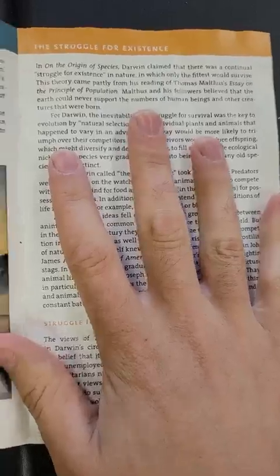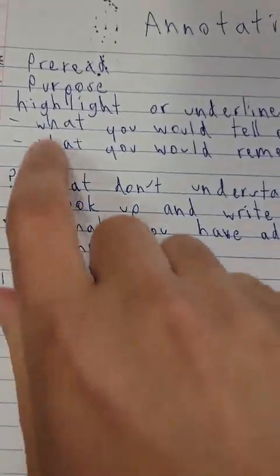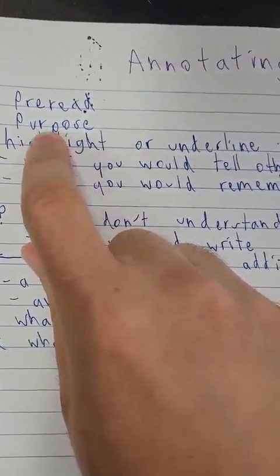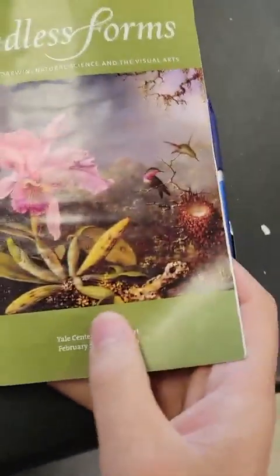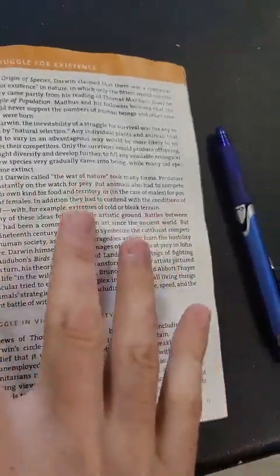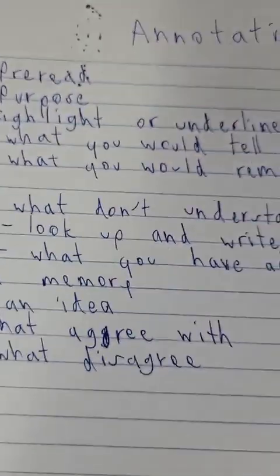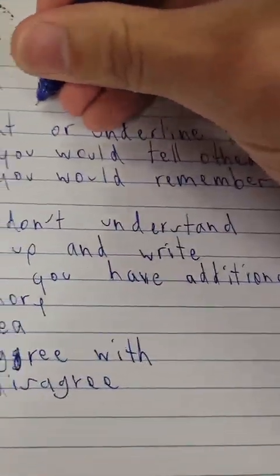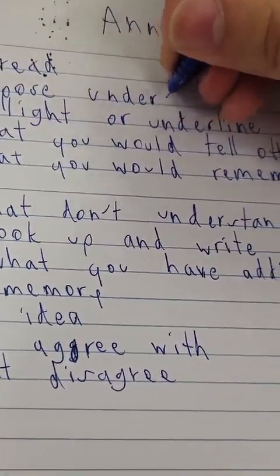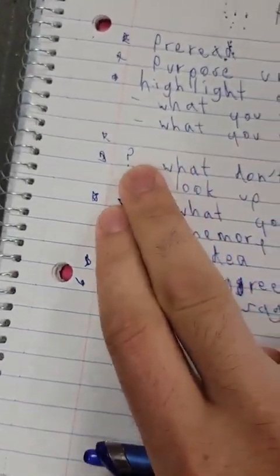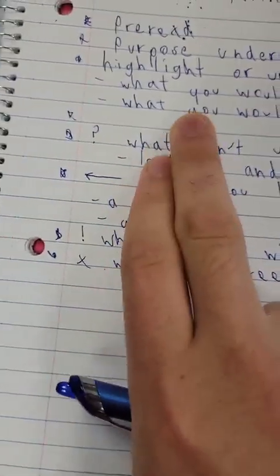Alright, so I have pre-read this just now. My purpose right here, why I'm reading it, is to learn. I want to learn about how art was affected by Charles Darwin and biology. It may be different sometimes for you, but my purpose right now is to understand and to learn. So we have a few things here: highlight important parts, and question what we don't understand.